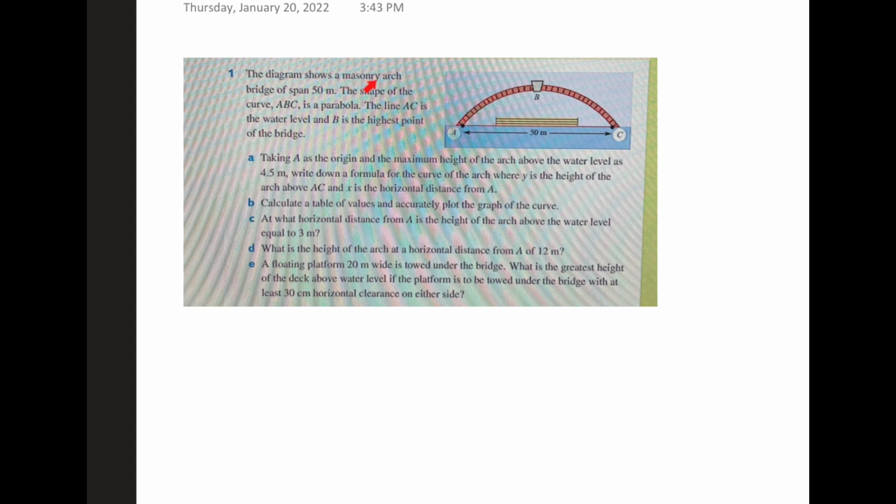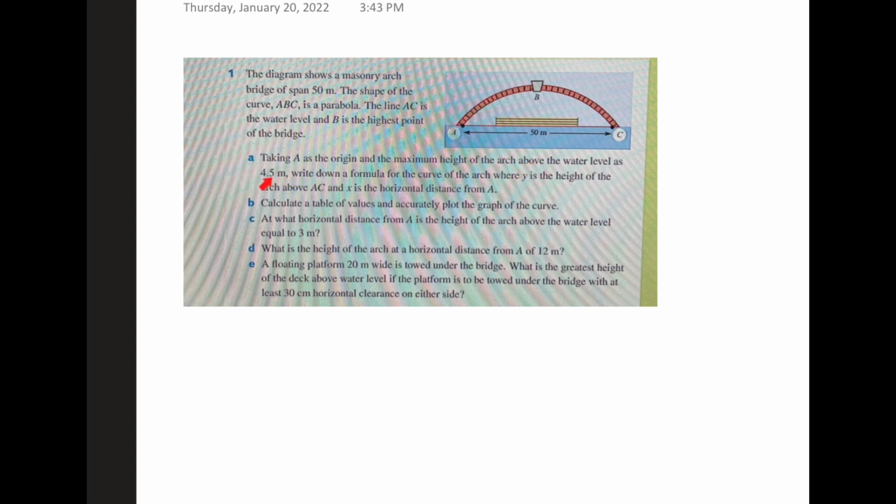Okay. Now, question 1. The diagram shows a masonry arch bridge of span 50 meter. The shape of the curve ABC is a parabola. The line AC is the water level, and B is the highest point of the bridge.